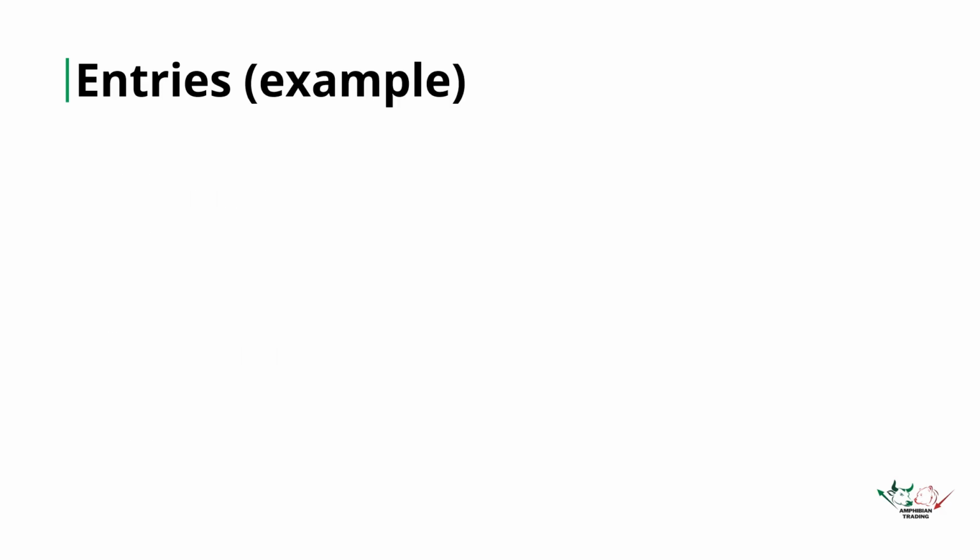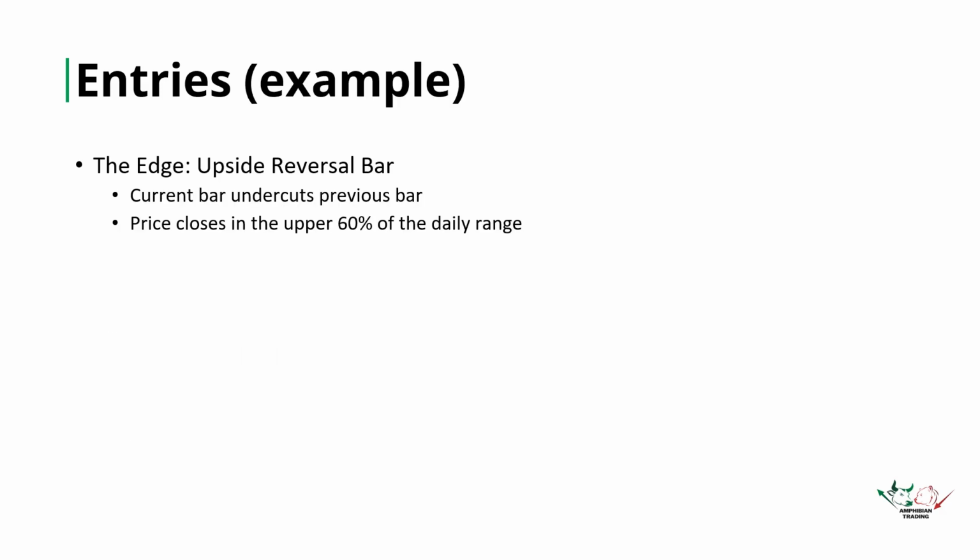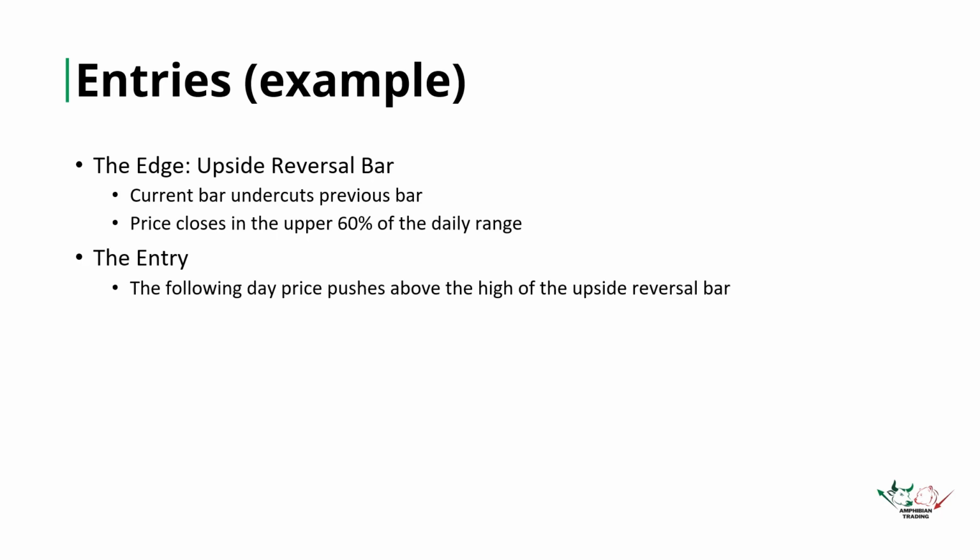For example, one of the edges I use is an upside reversal bar, which is defined as the current bar undercuts the previous bar and then price closes in the upper 60% of the daily range. The next day, if price pushes above the high of the upside reversal bar, that would trigger my entry. The upside reversal bar would fail if price falls below the low of the upside reversal day, which would mean I would set my stop just a few cents below that low.